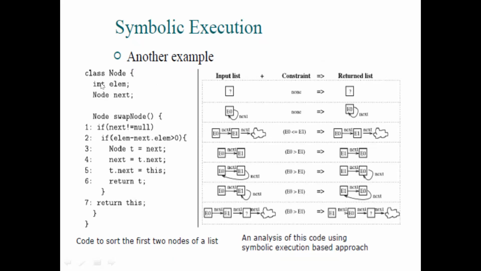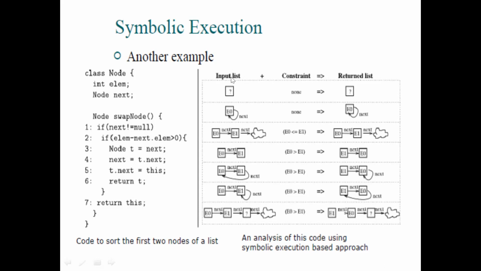Here we are taking another example. We take the class Node and the integer variable element, and next. So we are taking a singly linked list. Here we have the following code: if x.next is not equal to null, then if element.next.element is greater than 0, then we create the node t.next. Here we are creating new nodes. Then we say next equal to t.next equal to this, and return t. Here we are using the this pointer.